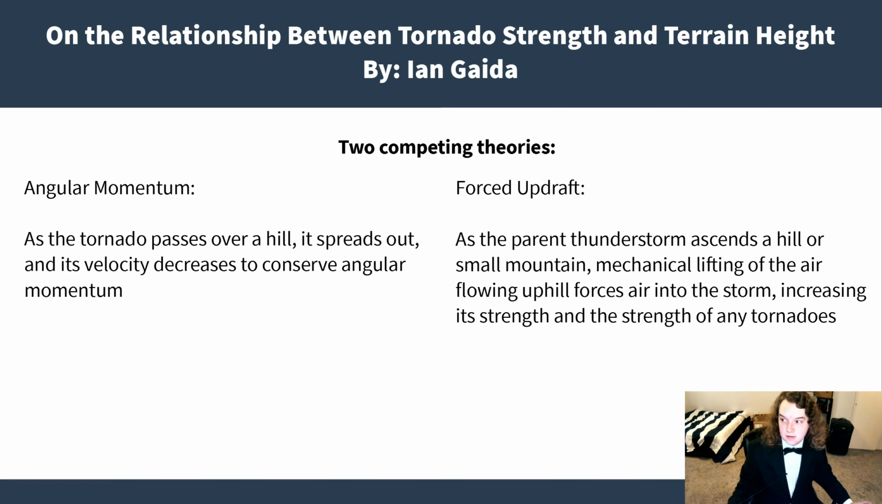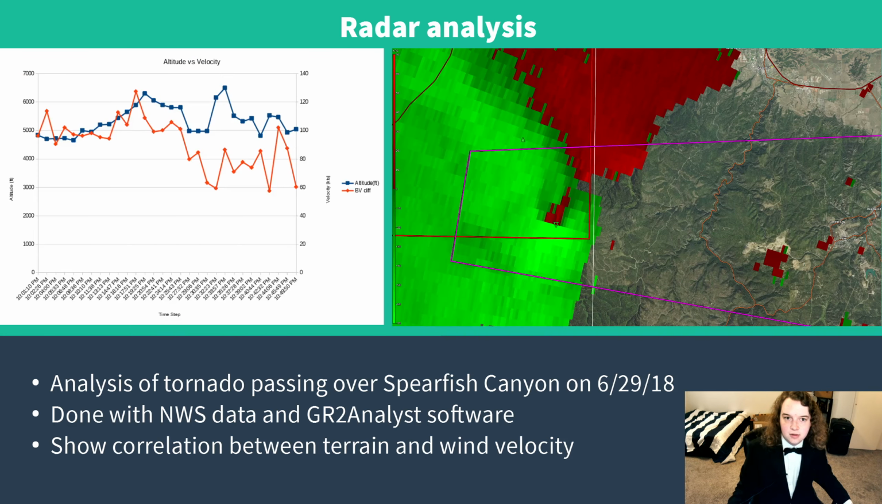We had a couple ways of testing these theories. One was looking at radar data gathered over the Black Hills about 2 years ago. We actually had a tornado pass over Spearfish Canyon to look at. This analysis was done with National Weather Service data, and Google Earth provided the terrain height.